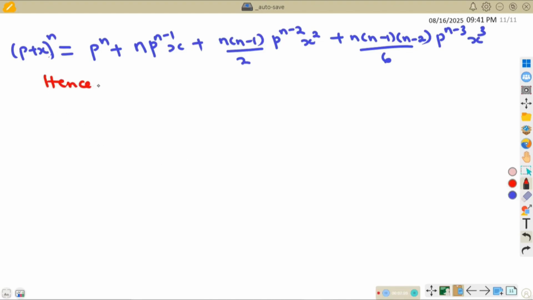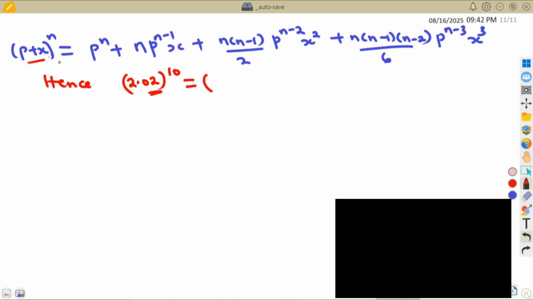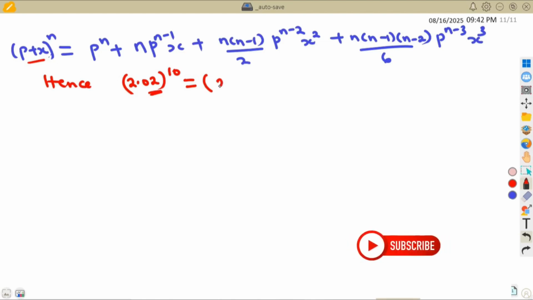Now let us look at the hence part. For the hence part, we are interested in obtaining 2.02 to the power of 10. And if we are to deal with this in the hence part, we must make sure we try to relate what we need with what we already have. We have p plus x to the power of n, but we need 2.02 to the power of 10. So we can try to relate this with this one here. We can write this one here as 2 plus 0.02 to the power of 10.